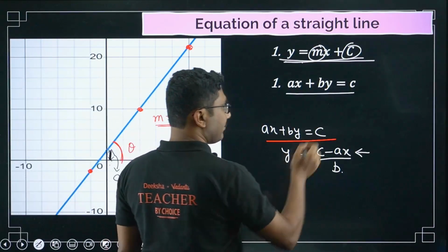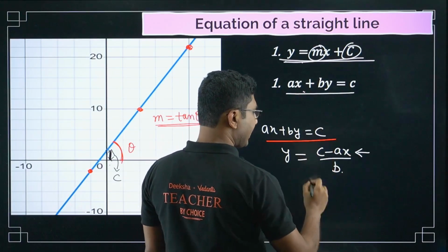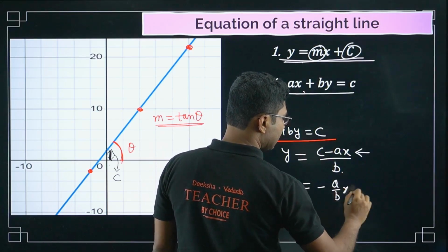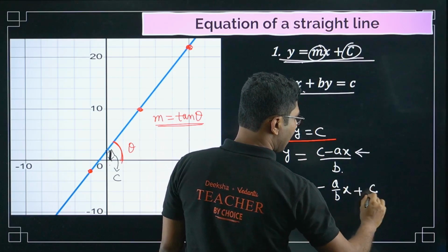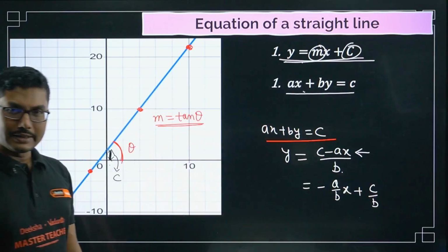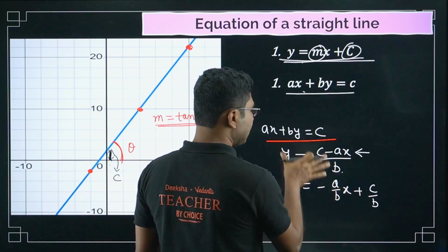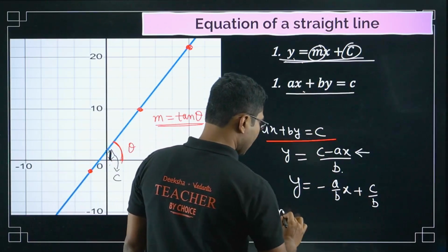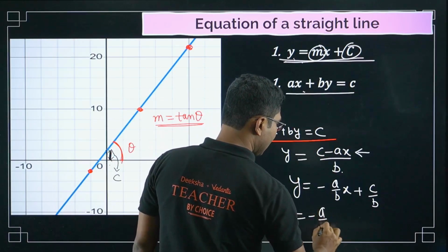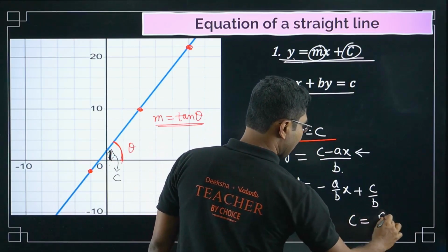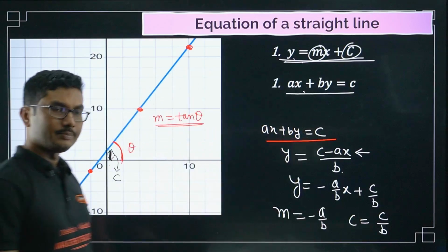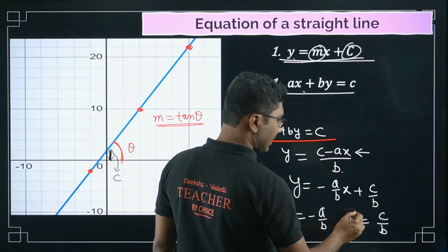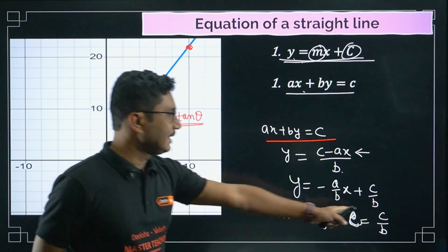If you write this equation in this form like I have written over here, you can say y equals minus a by b into x plus c by b, right? You can write it like that. So if you compare this equation and this equation, you can say the slope of the graph here is minus a by b and the intercept is c by b. Now this c and this c are different. Let me write it like this. So this c and this c are not the same.